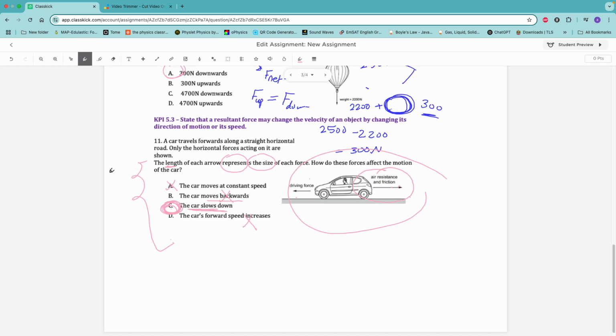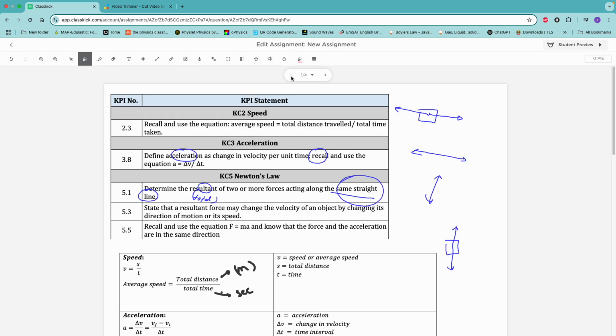Reaching question 11 means we have covered all the questions related to KPIs, term 1 KPIs that will be included in the final exam.